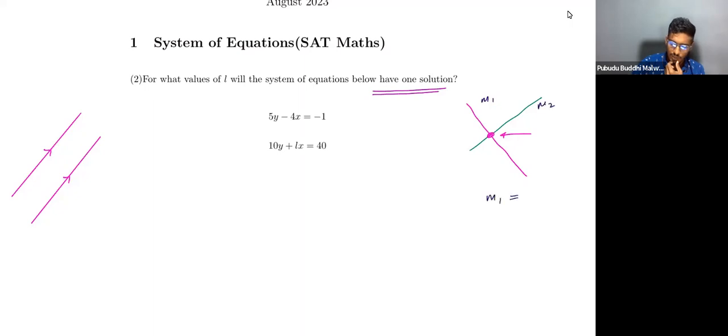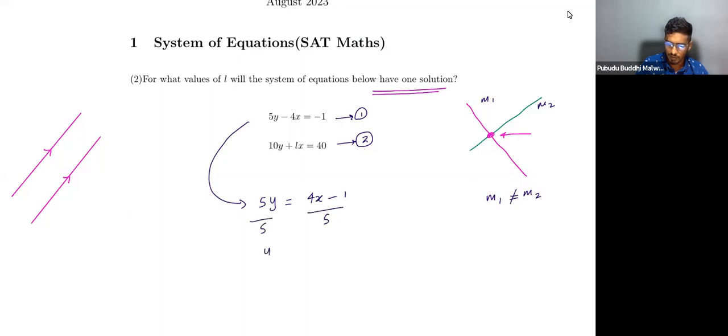M1 should not be equal to M2. So to compute slopes, we can create y equals mx plus b form for both lines. That's very easy. Then we can compare. So, you can move 4x to the other side, then divide both sides by 5. Divide both terms separately, plus minus 1. Okay, initially minus 1 over 5.